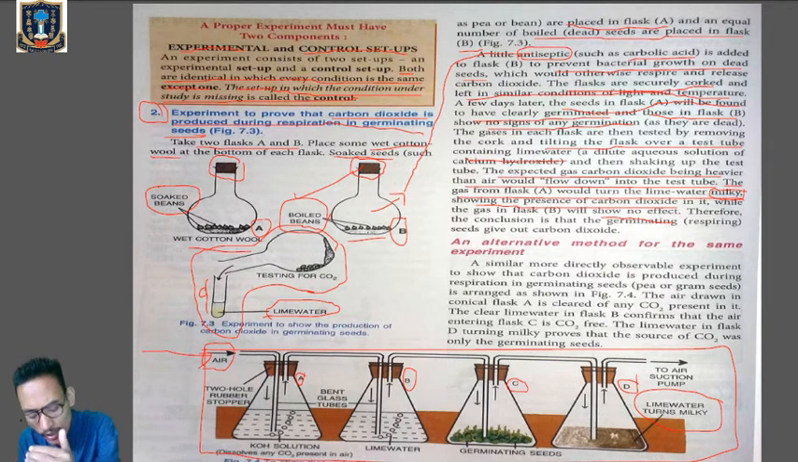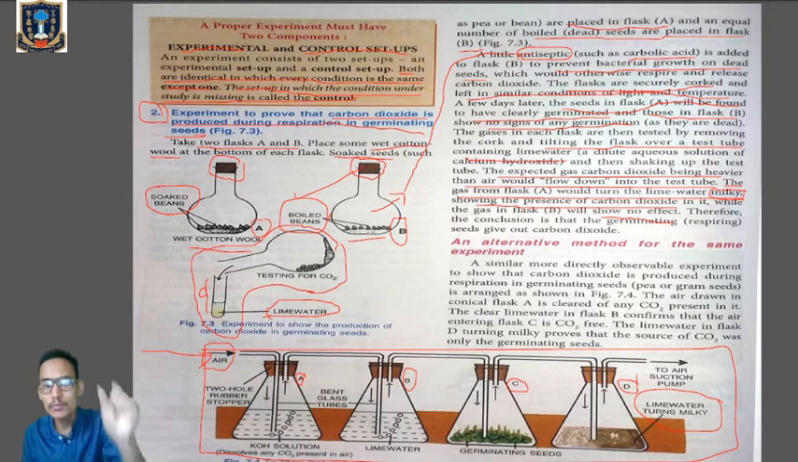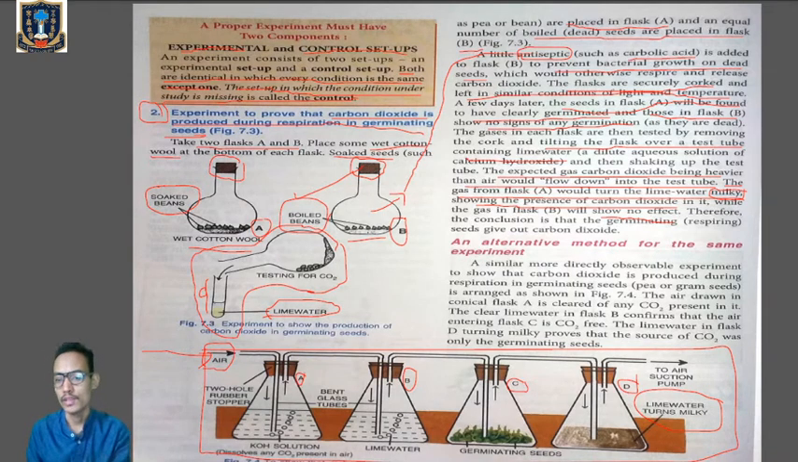Now from C the air moves into conical flask D, which contains lime water. As soon as the air from C moves to D, the lime water in flask D turns milky. Why? Because in flask C we have germinating seeds which release carbon dioxide during respiration, and that carbon dioxide turns the lime water milky, proving that carbon dioxide is released by the germinating seeds due to respiration. So our aim of the experiment has been proved by these two methods and these two experiments. Hope it's clear for you.